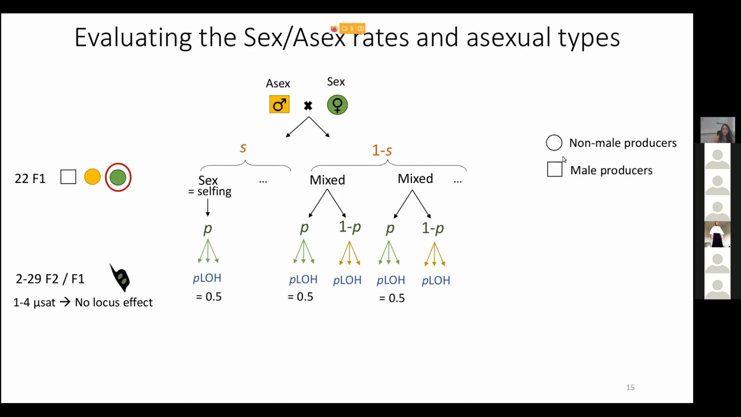However, these models are still an ongoing project because in our data, we lack one category, which is this sexual non-male producer, which we are now integrating to estimate S, the proportion of the F1 hybrid that produce offspring only sexually. So, this is something which is ongoing, but this will not change the main result of mixed reproduction and also the huge variability of loss of heterozygosity rate reflecting different asexual modes of reproduction.